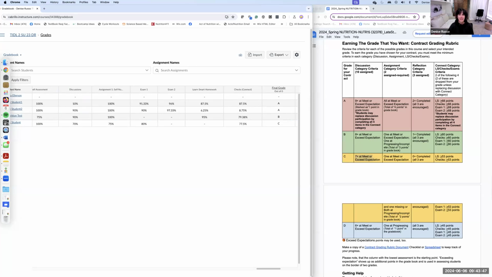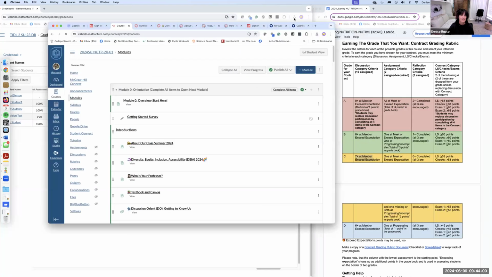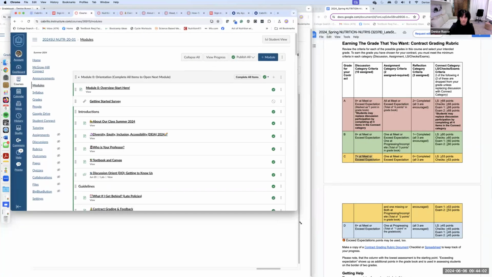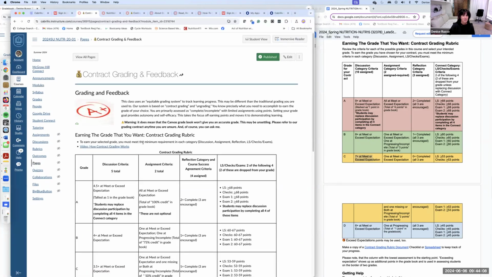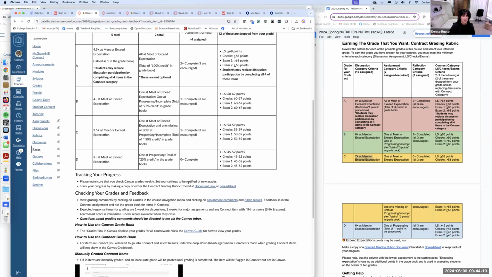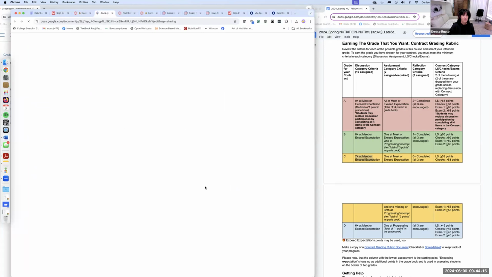I recommend, I have to find it. I think it's in, I just fixed it in my class. Hold on, I'm going to pull it up for you. Modules. I recommend that you use one of the checklists that I have made for you, and you can find that on the contract grading and feedback page. And you can either use a document link or a spreadsheet. I'm going to open both of them.